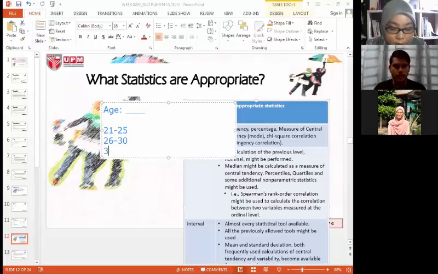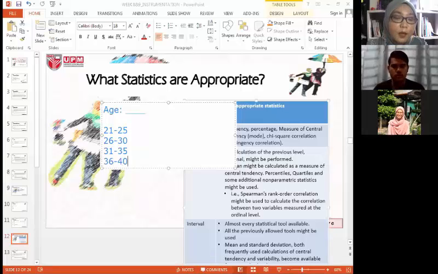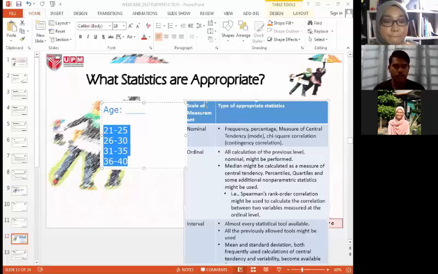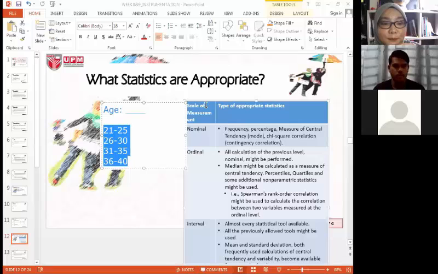Same. 31 to 35, 36 to 40. Okay, just a quick check. This one is referring to which scale of measurement? Interval. Ratio. Look carefully. Is it possible to get the mean from this data? Yes. Nominal. Interval? Look carefully. Ordinal. This one is ordinal.